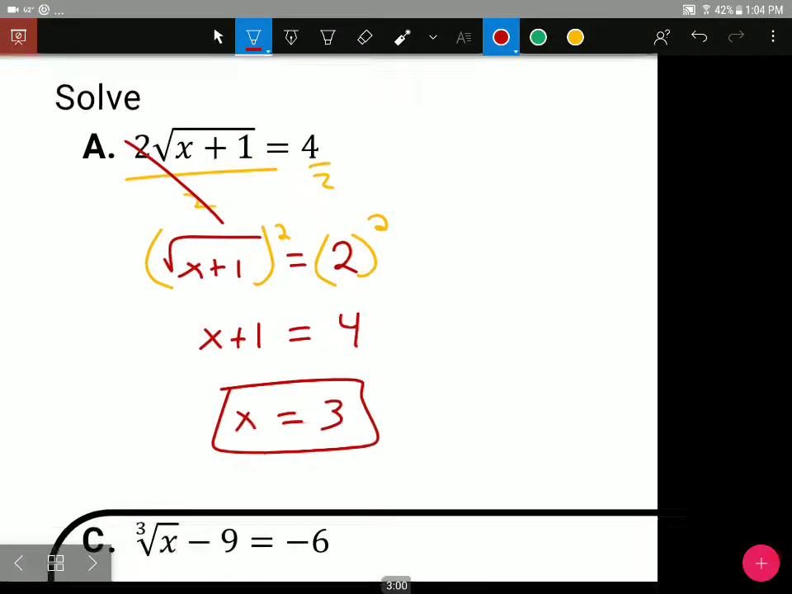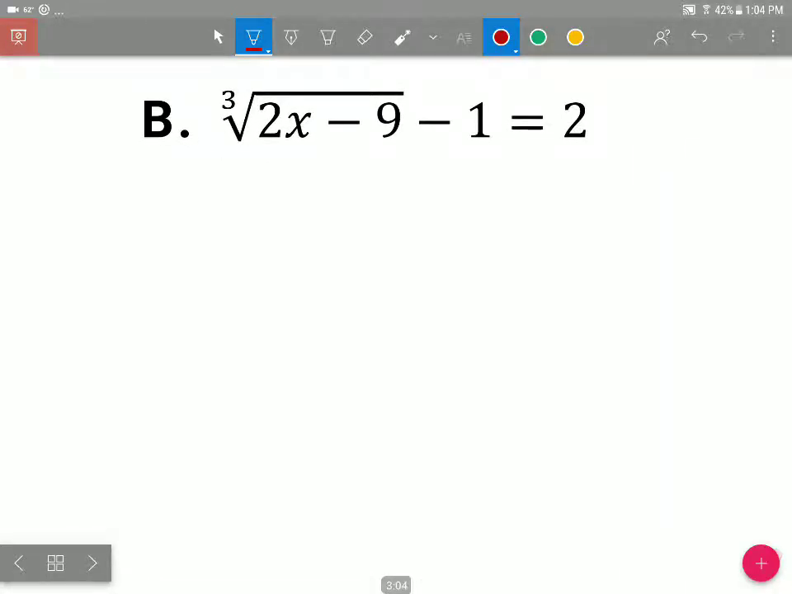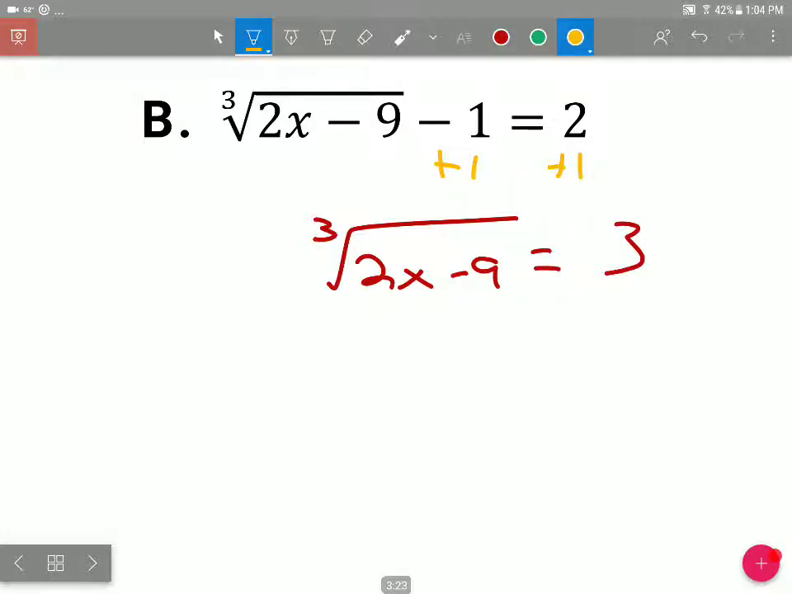All right, letter B. Let's keep moving. All right. Is the radical alone, or do we have to get rid of something first? Negative 1. You got to get rid of the negative 1. How are you going to do that? You add it. So you have the third root of 2x minus 9 equals what? 3. All right, so from here, to get rid of the radical, what do you got to do? Well, what's the opposite of a radical? What's the opposite of a third root?